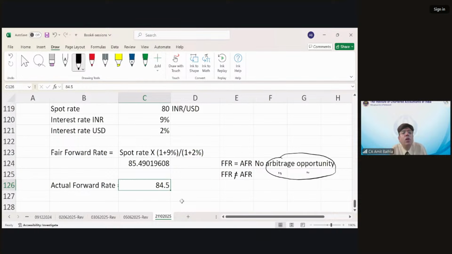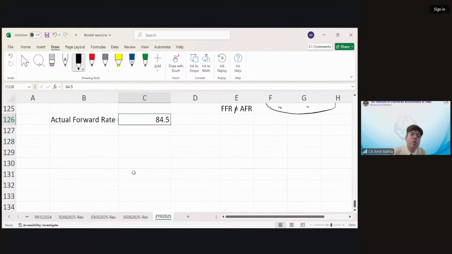Today, if somebody has to give me a fair forward rate, a year down the line, he will sell me, say for example, $1 at what rate? Then he is essentially going to offer me the rate of 85.49. But your banker, or the forex dealer, is telling you, I will give it to you for 84.5. That means he is giving me 1 rupee cheaper, right? So here there is a definite arbitrage opportunity available to be availed, right? So you can essentially avail that arbitrage opportunity.